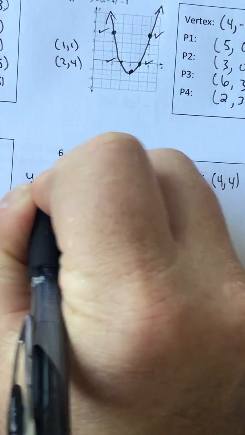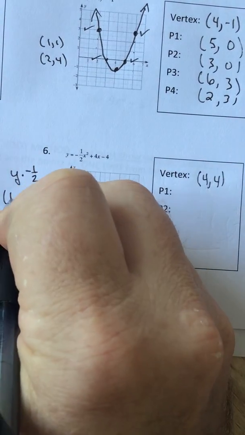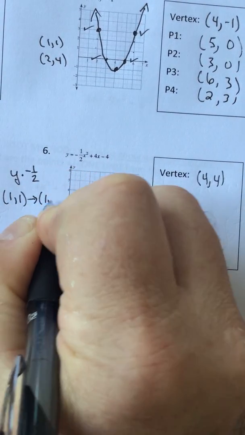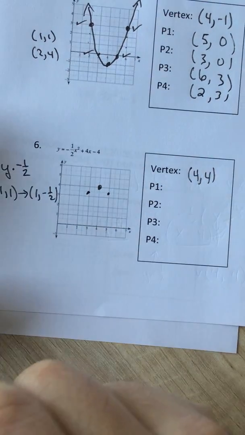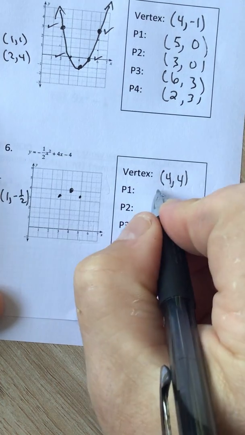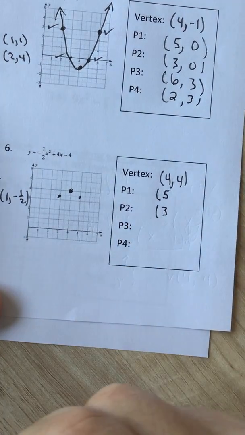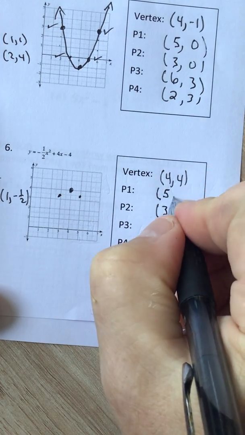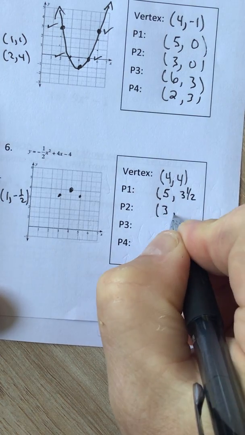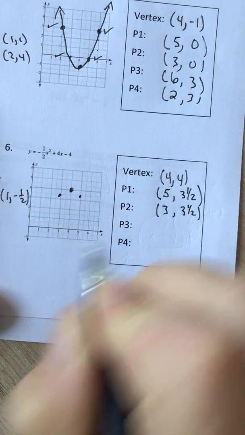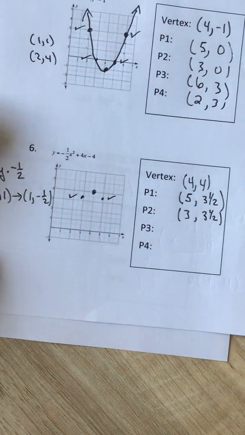I'm going to remember that the y's are multiplied by negative half. So instead of going over 1, up 1, I'll go over 1, down 1 half. So over 1, down a half, over 1, down a half. From the vertex, positive to the right 1 makes it 5, to the left 1 makes it 3. I went down a half, so 4 down a half is 3 1/2, which is where those 2 points ended up.